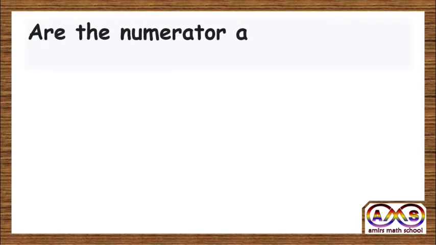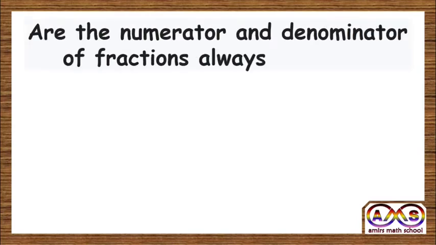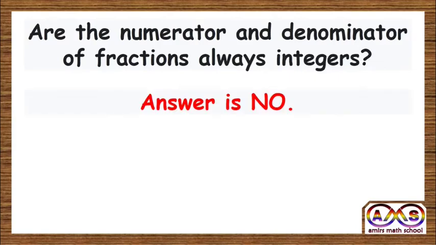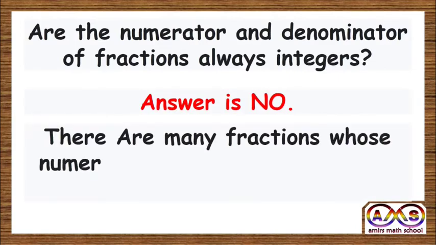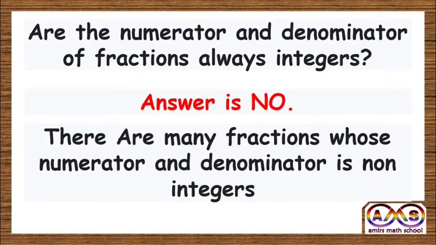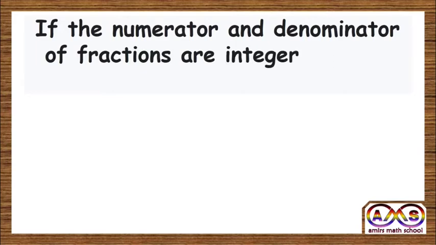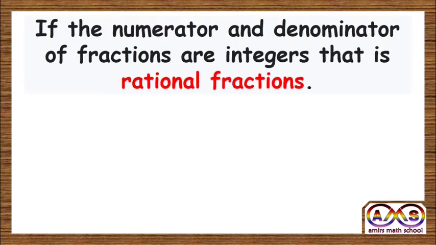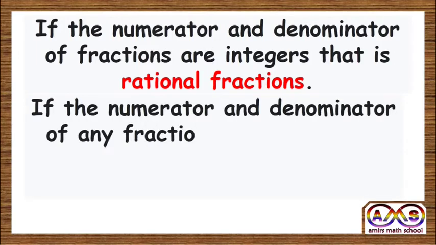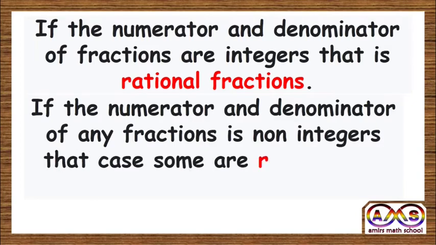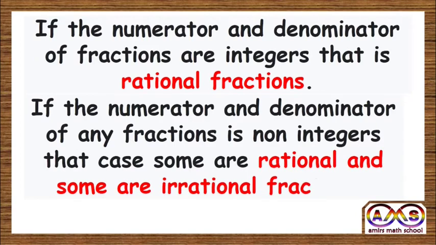Are the numerator and the denominator of a fraction always integers? No. There are many fractions whose numerator and denominator are non-integers. If the numerator and the denominator of a fraction are integers, that is a rational fraction. In this case, we call the number a rational number. If the numerator and the denominator of a fraction are non-integers, then some are rational and some are irrational fractions. Or we can say some are rational numbers and some are irrational numbers.